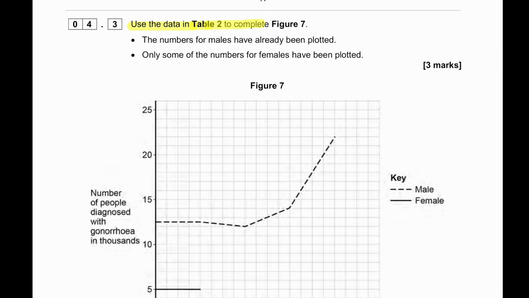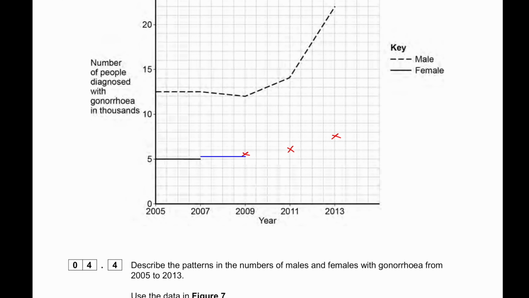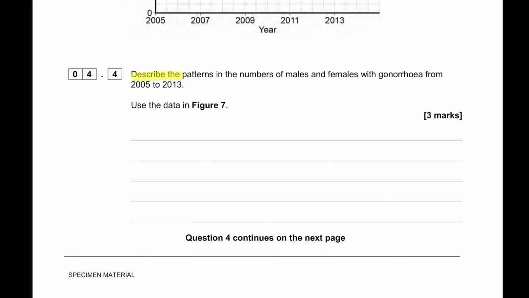Use the data in the table to complete figure 7. The numbers for males have already been plotted. Only some of the numbers for females have been plotted. Okay, so describe the pattern in numbers of males and females with gonorrhea from 2005 to 2013.